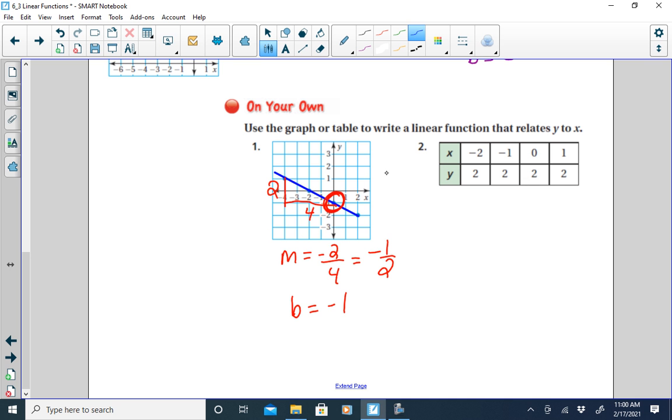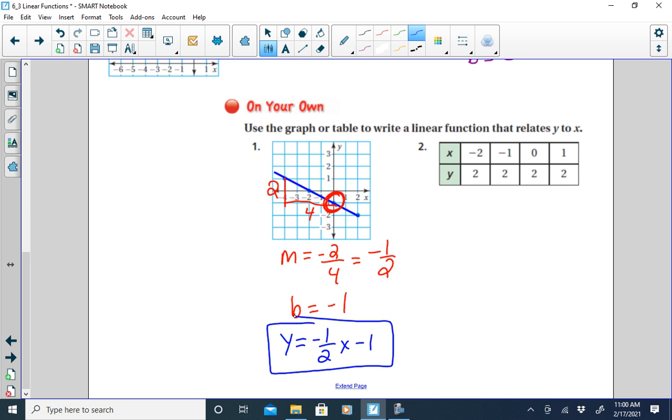So for example 1, which asks us to write the linear function that relates y to x from the data on the graph, our slope is negative 1/2, our y-intercept is negative 1. So our equation would be y is equal to negative 1/2 times x minus 1.